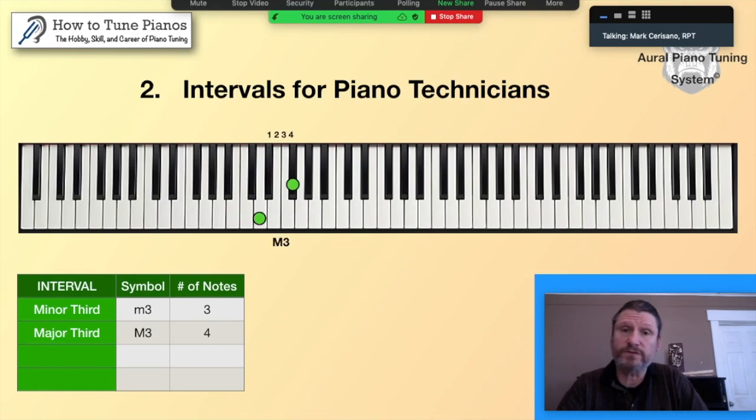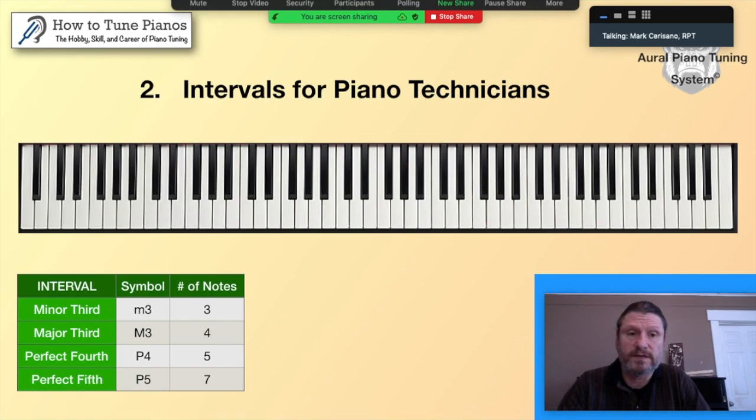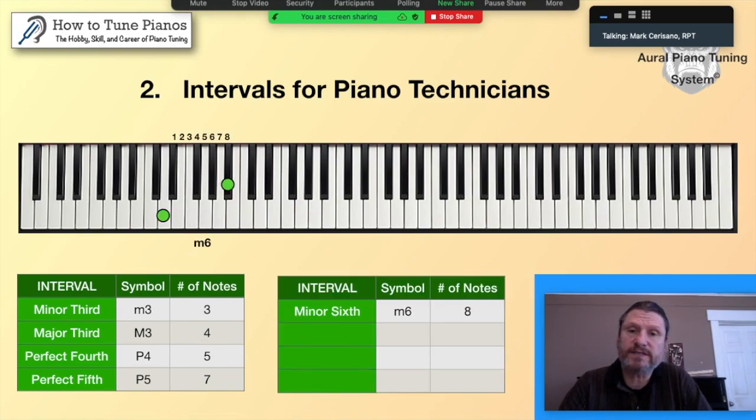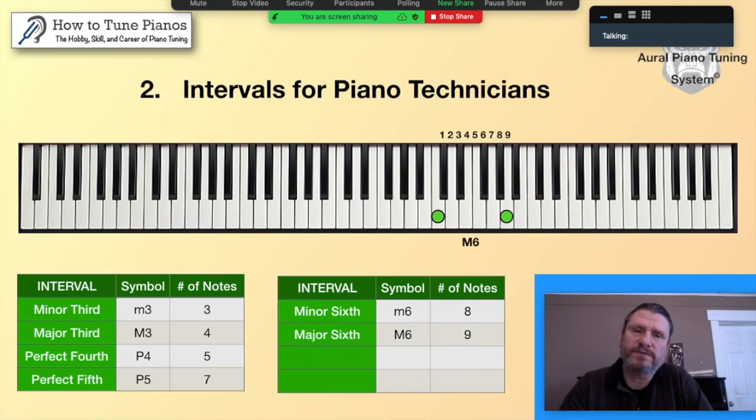Major third is 4 notes. There's a couple of major thirds. The perfect fourth, 5 notes. Simple as that. Perfect fifth, 7 notes. We don't even know the note names. We don't need to know them. Minor sixth, 8 notes. Major sixth, 9 notes.